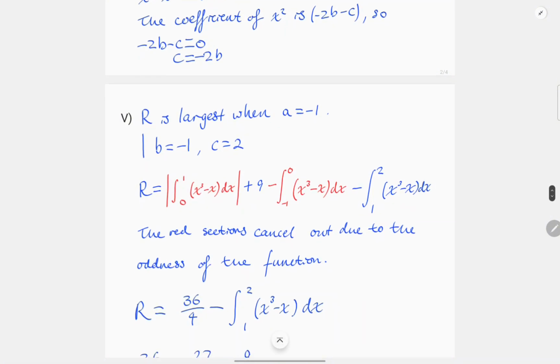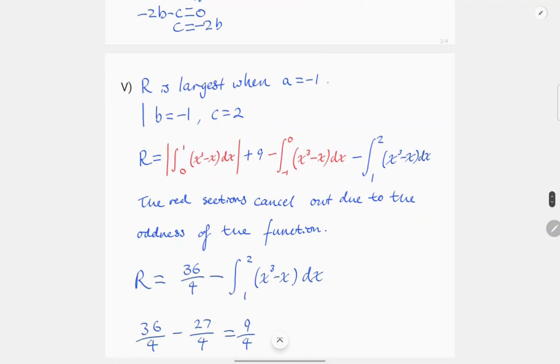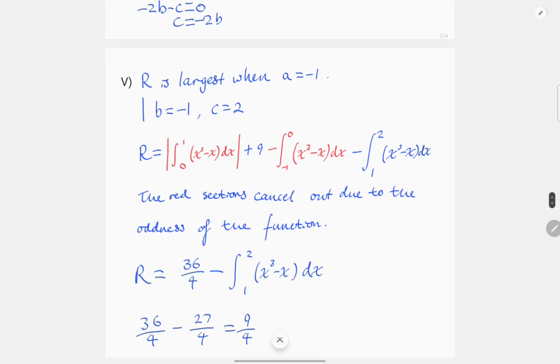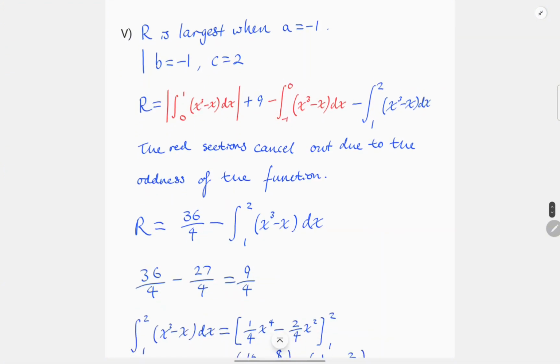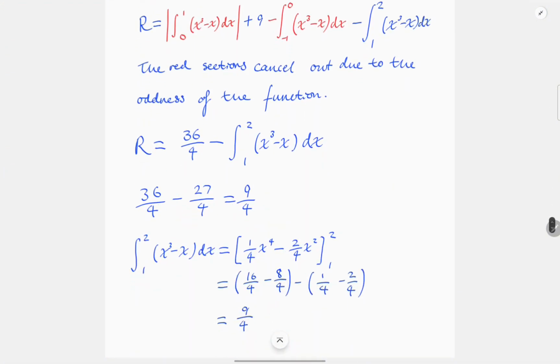From the question, we are told that the maximum possible value of R is 27 over 4, so we only need to prove that the integral is actually equal to 9 over 4. This can be done best by simply evaluating the integral straight up. Evaluating the integral gives us the definite integral 1/4 x to the 4 minus 2/4 of x squared between 2 and 1. This is equal to 16 over 4 minus 8 over 4 minus open bracket 1 over 4 minus 2 over 4 close bracket, which is indeed equal to 9 over 4.